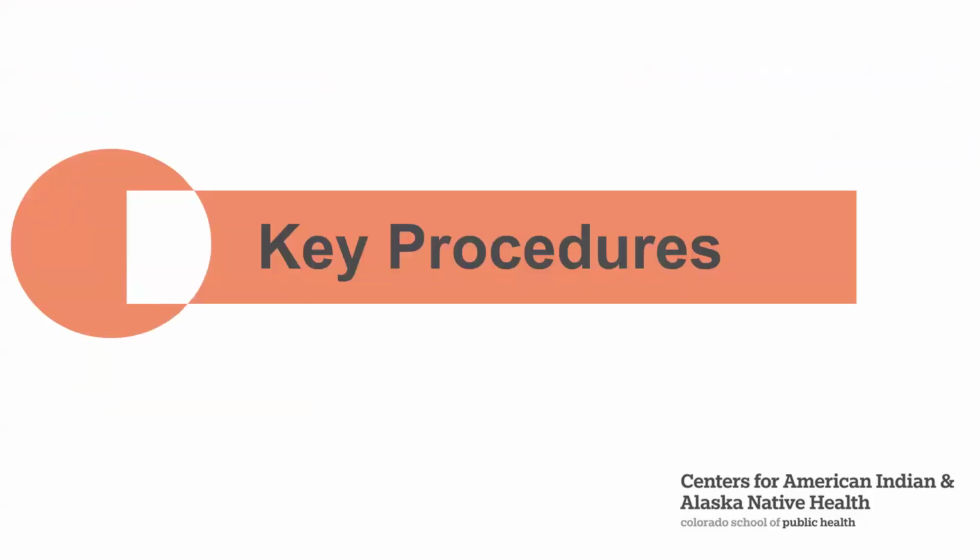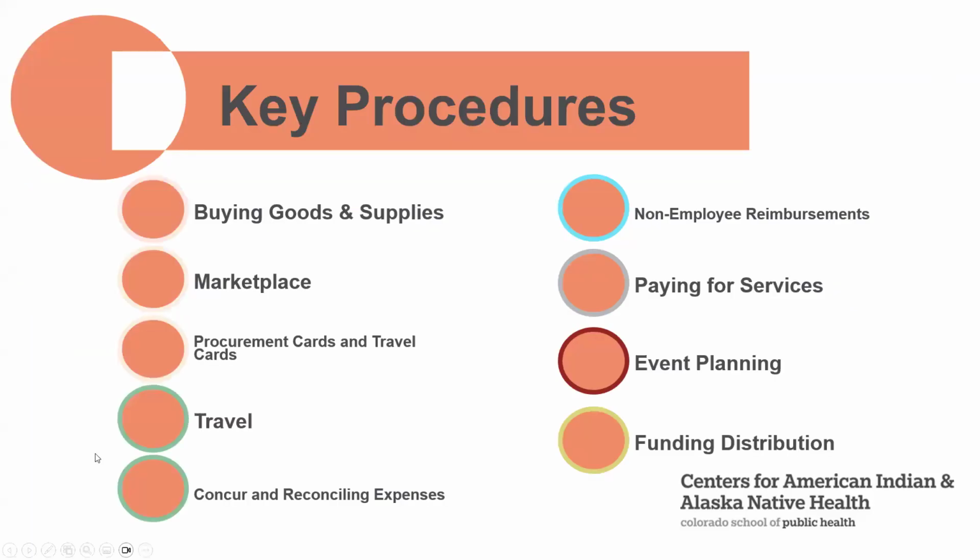So here's a list of the key procedures. It's not an exhaustive list, but I think it is a good place to start. And I made it so that you can come back to this presentation, so that if you're doing one of these things, you can come back and see how to do it. So we're going to start with buying goods and supplies, and then I'll talk about travel, and then non-employee reimbursements, paying for services, event planning, and then processing your own funding distributions.